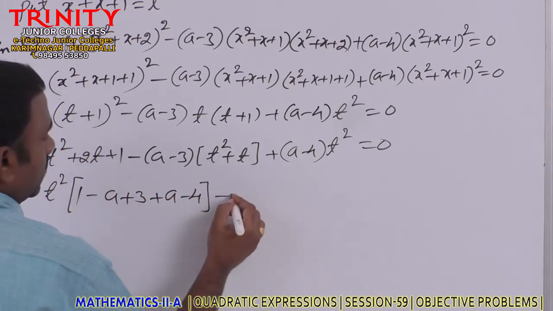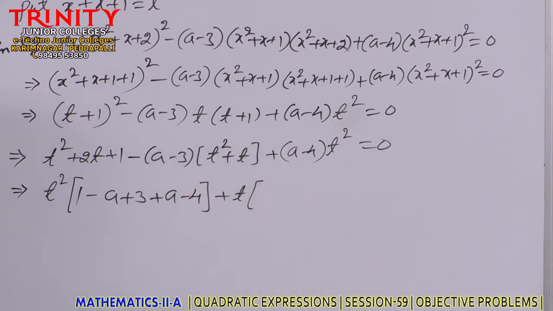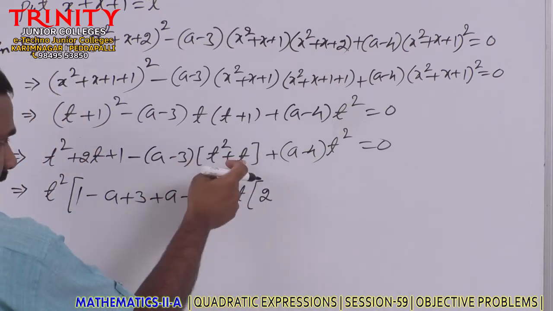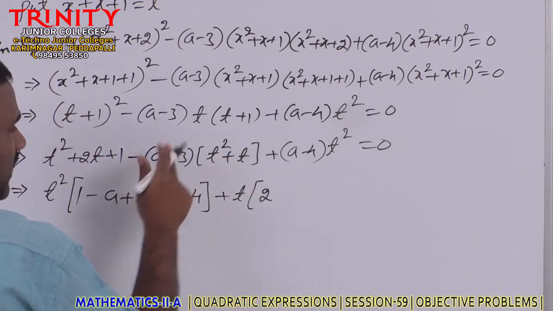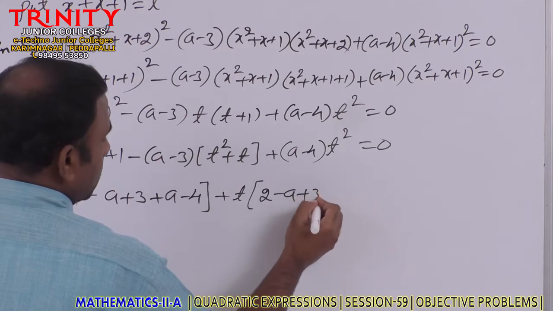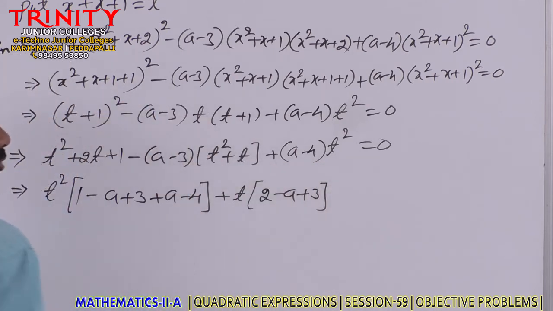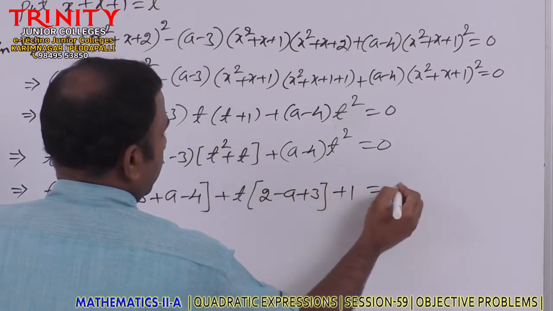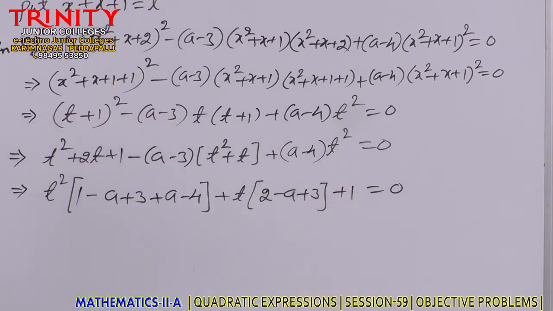And then we go for the t coefficient. Here the t coefficient is 2, and here the t coefficient is minus of a minus 3, that is minus a plus 3. Here there is no other t coefficient. And the constant is simply plus 1, equal to 0.